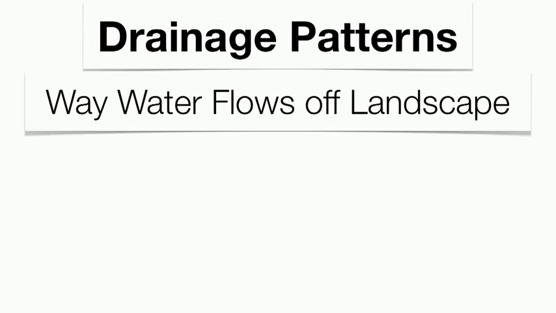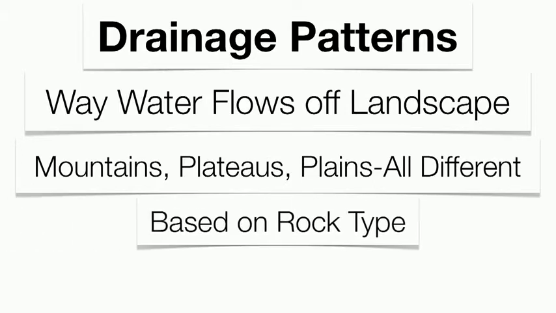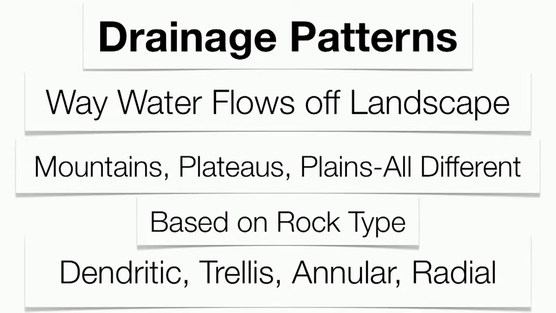So basically, we want to try to figure out the way that water is going to flow off the landscape. Now, mountains, plateaus, and plains all have different ways in which water flows off, very simply because of the rock type and the elevation difference. So your bedrock structure is very important here, and also your elevation difference. So you have four basic types of drainage patterns: dendritic, trellis, annular, and radial. Let me show you the difference between them.